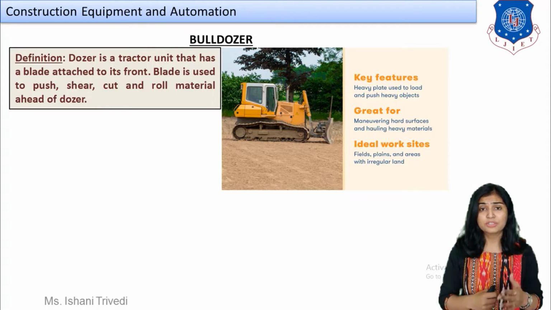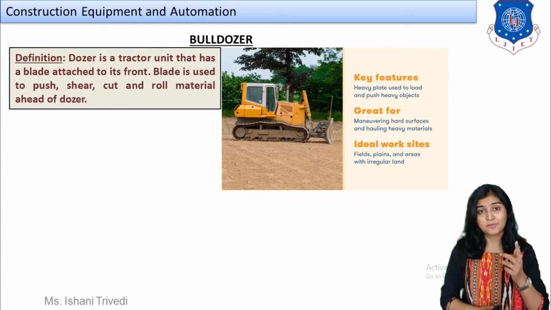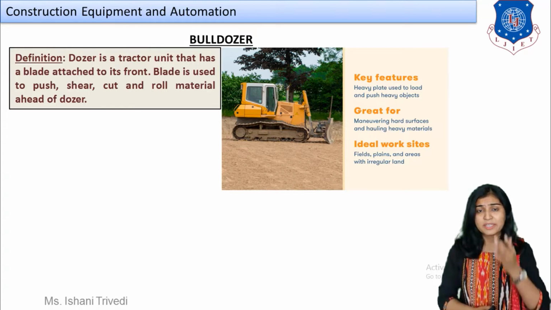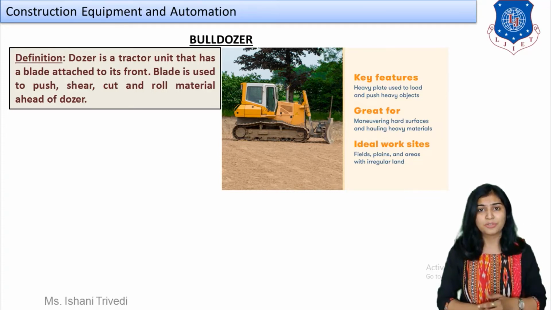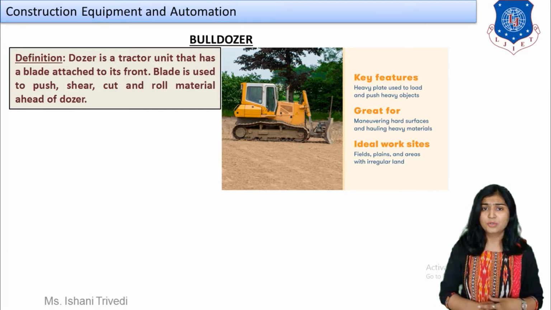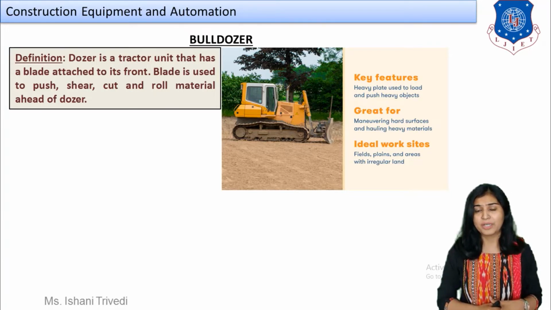It says a dozer is a tractor unit. Again, I told you that the tractor forms the base of all of our construction equipment. So here again this is one kind of tractor itself, but there are certain differences, certain changes which we are going to talk about. So here, a dozer is a tractor unit that has a blade attached to its front.